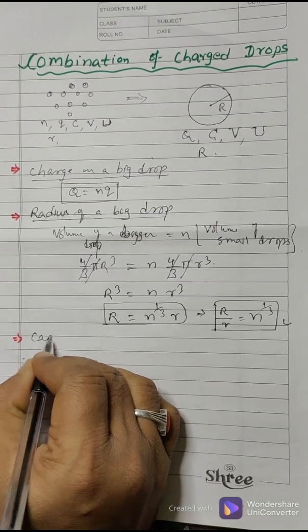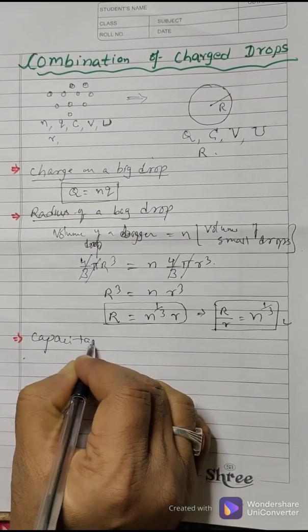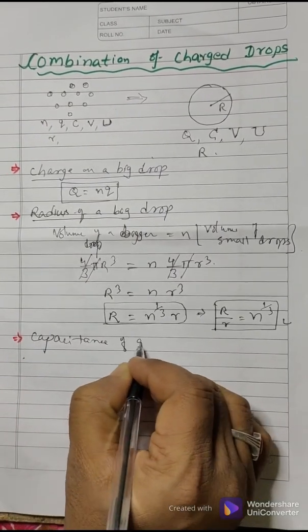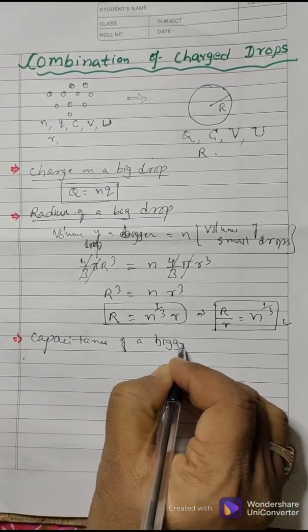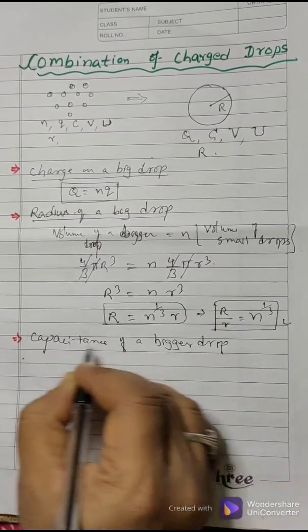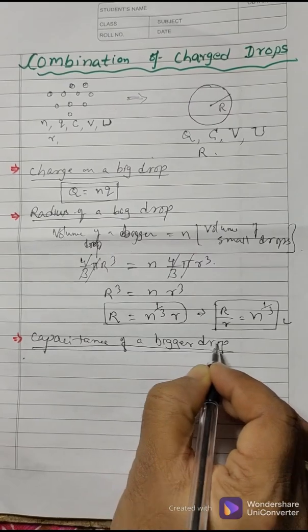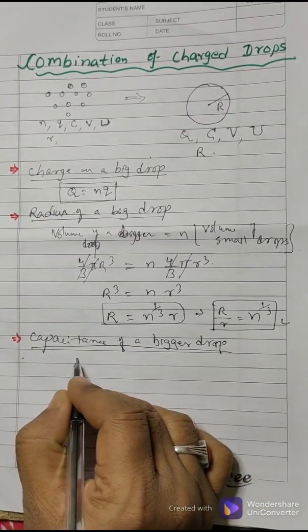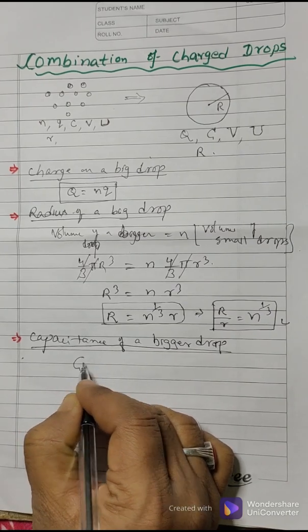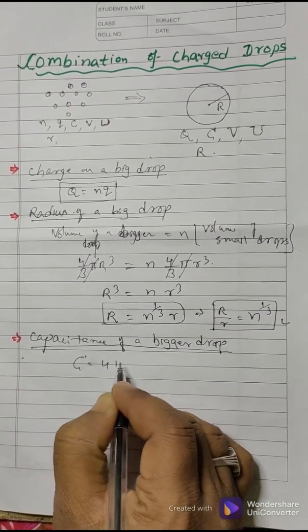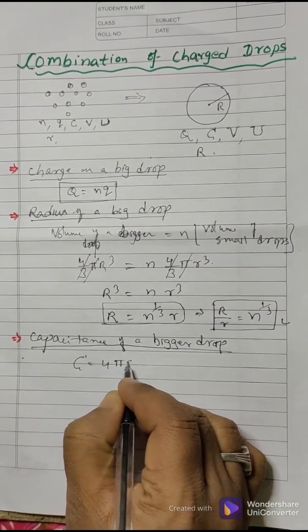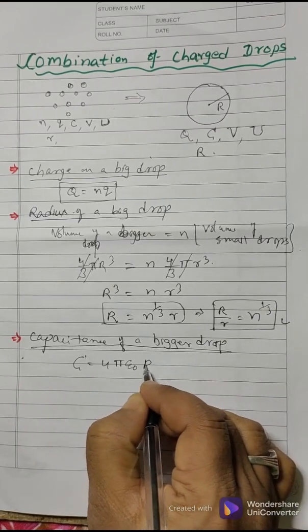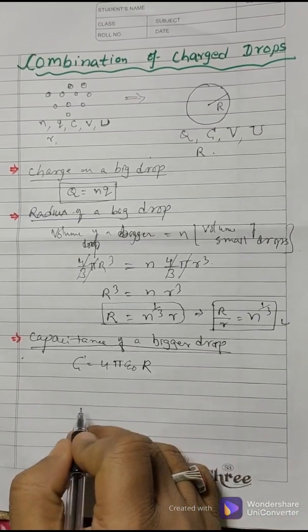Now, capacitance of a bigger drop. As we know that the capacitance of a conductor, that is spherical conductor, is given by capital C is equals to 4 pi epsilon naught into R. We know this very well, we have already derived.